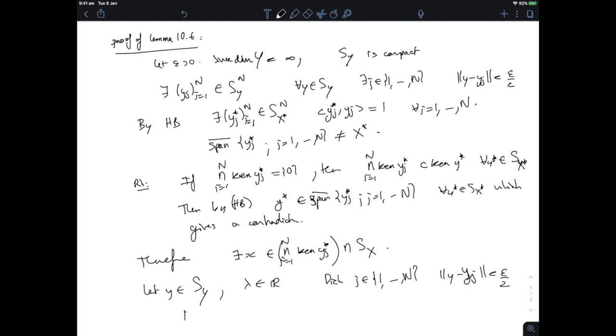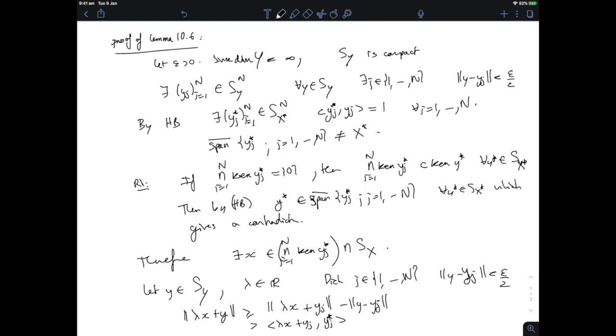And now I have to compute the norm of lambda x plus y and show that this is greater than 1 upon 1 plus epsilon times the norm of y. So what can I say about this? Well, I can use the triangle inequality and say this is greater than the norm of lambda x plus y_j minus the norm of y minus y_j. Okay, and that is greater than lambda x plus y_j tested on y_j star, of course, because the norm is defined as a sup testing on all functionals in the unit sphere of X star, and y_j star is only one of them.